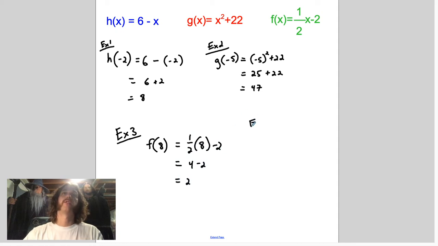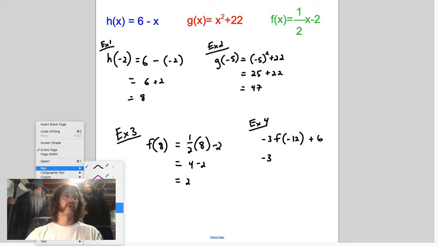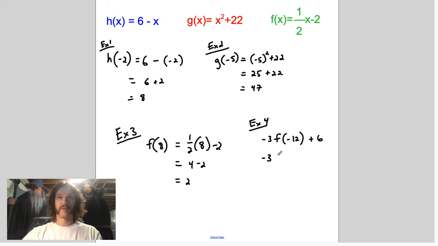Fantastic. You may also see some questions that look like this. It may say, hey, what's negative 3 times f of negative 12 plus 6? Oh, geez. Well, in this case, f of negative 12 is just some number, but we don't know what it is yet because we haven't sent negative 12 off to the function f. We got to be careful. So if we want to do something like this, you're at negative 3. I'm going to just kind of show you that this is sending off to the function. It's going off to here. I'm going to do 1 half times negative 12.